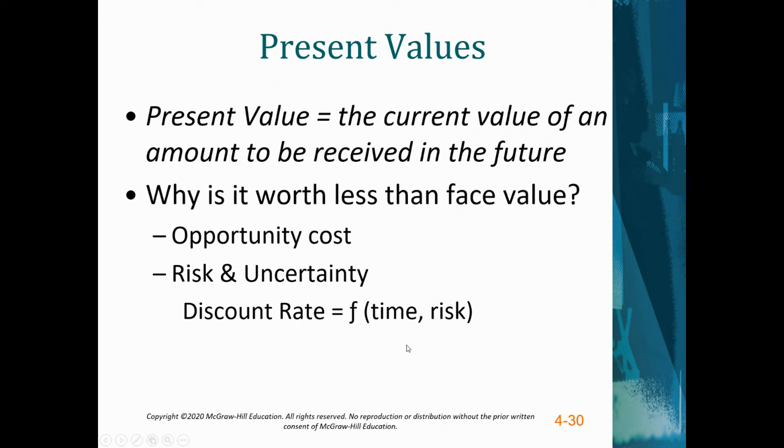All right. So the present value is the current value of an amount to be received in the future. If you have a bond, why is it worth less than the face value? The reasons are, as stated, opportunity cost. I can get that money and invest it somewhere and earn interest. So if I buy a zero coupon bond, which you learned in your other finance class, it's going to be worth less than the face value when you buy it. And of course, there's risk and uncertainty. So the discount rate, or that interest rate that you use to discount the present value, is going to be a function of time and how much risk you have.